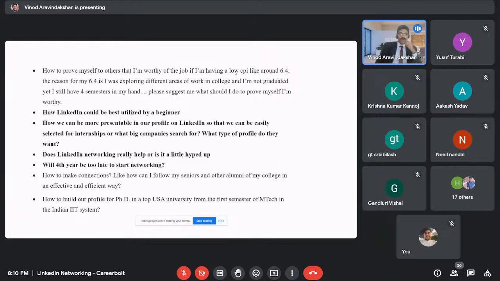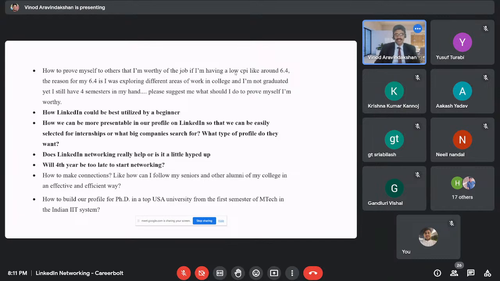Okay, more questions. How to prove myself to others that I'm worthy of the job if I'm having a low CPI, low marks, low GPA? The reason for 6.4 is that I'm still exploring life and I've not graduated yet. Many companies don't look at grade point average. It all depends on which branch you're in, right? For example, if you're in a branch like computer science, your skills are extremely important. Computer science, electronics, and so on.